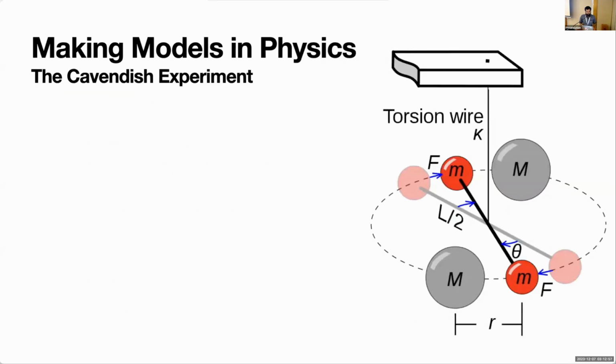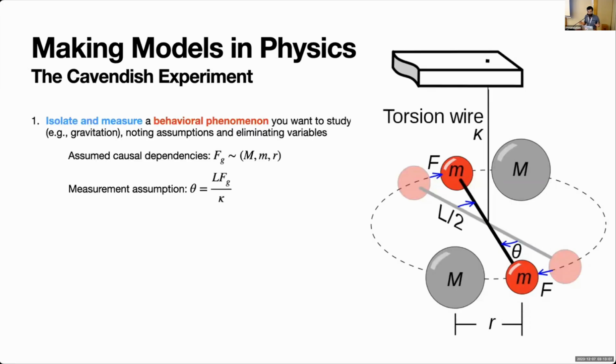I'm going to use the example of physics. So Henry Cavendish had this experiment that he used to measure the gravitational constant. And the process he used looks a little bit different than what we do in NLP. So first of all, you isolate and measure some behavioral phenomenon you want to study. So he wants to study gravitation.